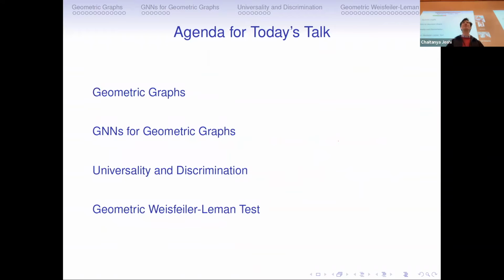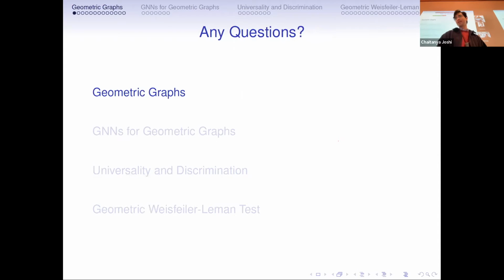So the agenda for today's talk: the first two parts set the stage, give you some background and introduce these two classes of models, introduce the key ideas needed for the second two parts where we build this theoretical framework to study these classes of models. And I'll be flashing this any questions slide in the middle of sections. So we're happy to engage with your questions during the talk as well.